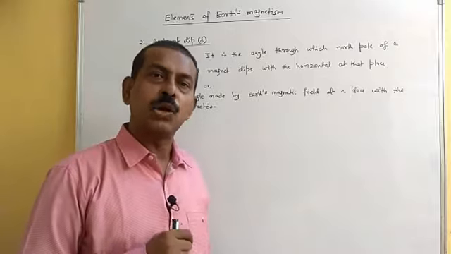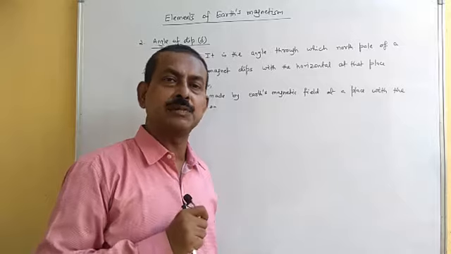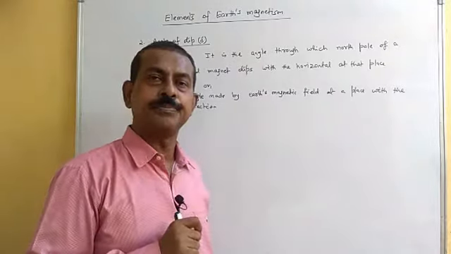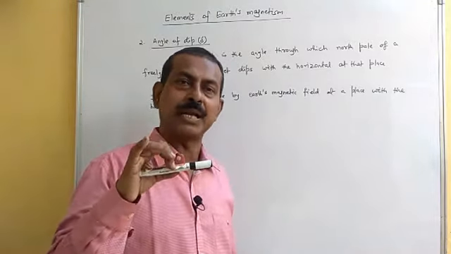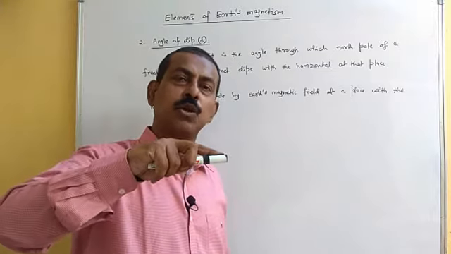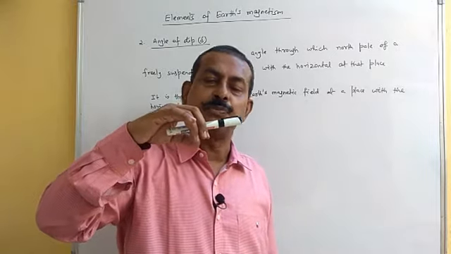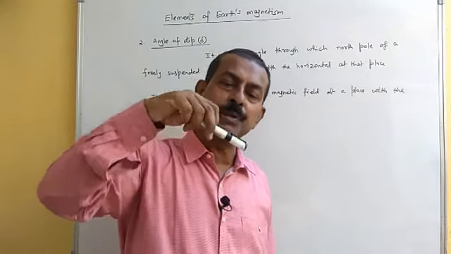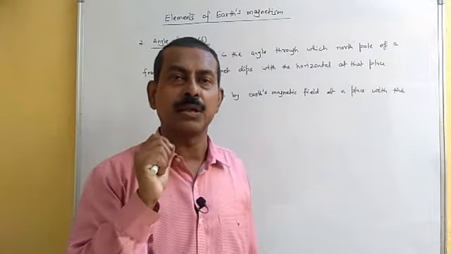Next term is angle of dip. It is the angle through which the north pole of a freely suspended magnet dips with the horizontal at that place. Now, what does it mean? Suppose you have a freely suspended magnet and this represents the north pole, this is the south pole. If at a particular place the freely suspended magnet has its north pole dipping at some angle with the horizontal, the angle through which it dips with the horizontal, that particular angle, we call the angle of dip.